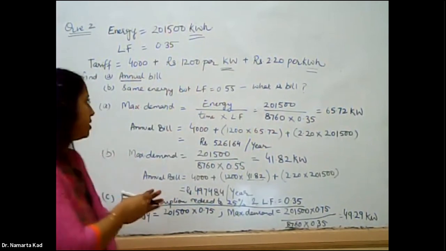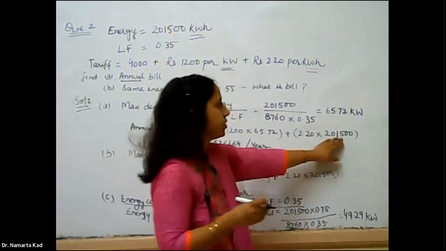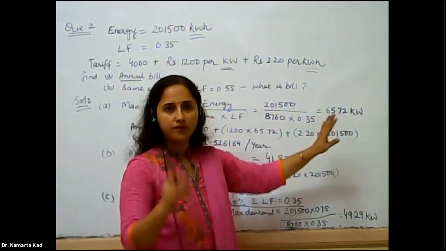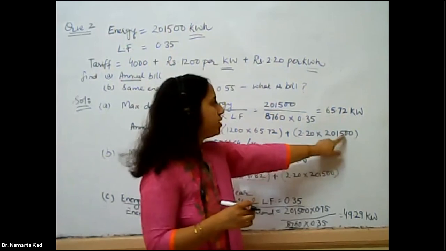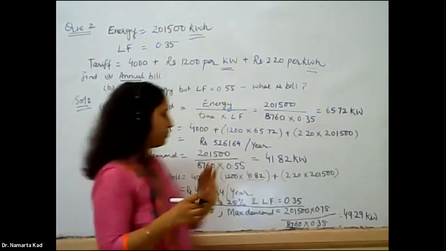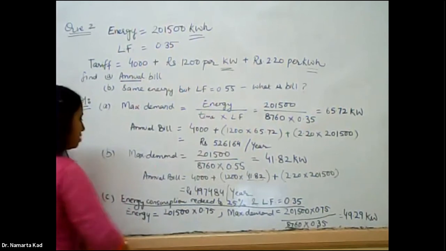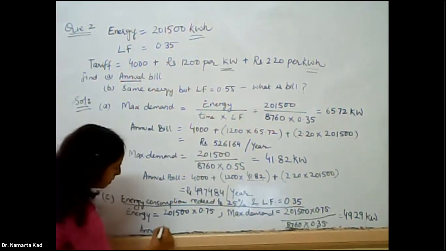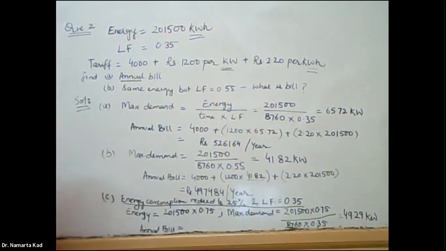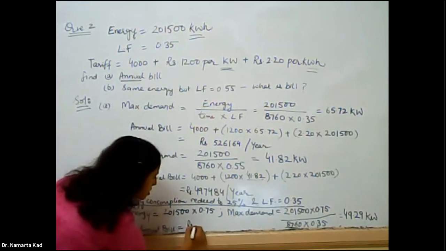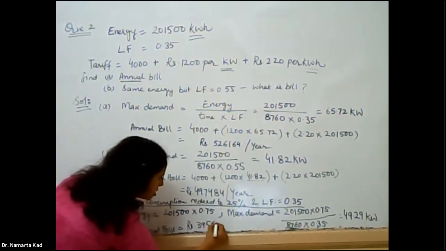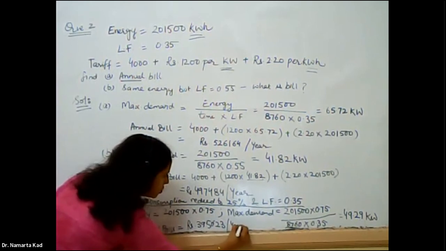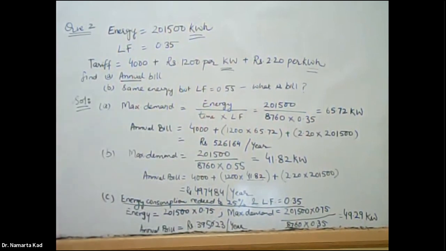Okay, but here you have to use the new energy. It's not 201,500. You have to use the new energy, that is 201,500 multiplied by 0.75. Okay, so after doing all the calculations, your annual bill by applying the same tariff scheme comes out to be rupees 395,623 per year. So this one will be your new annual bill for this C section.